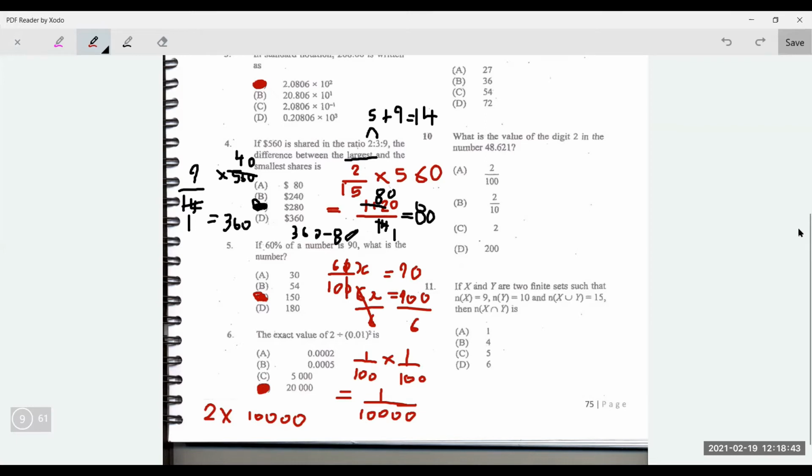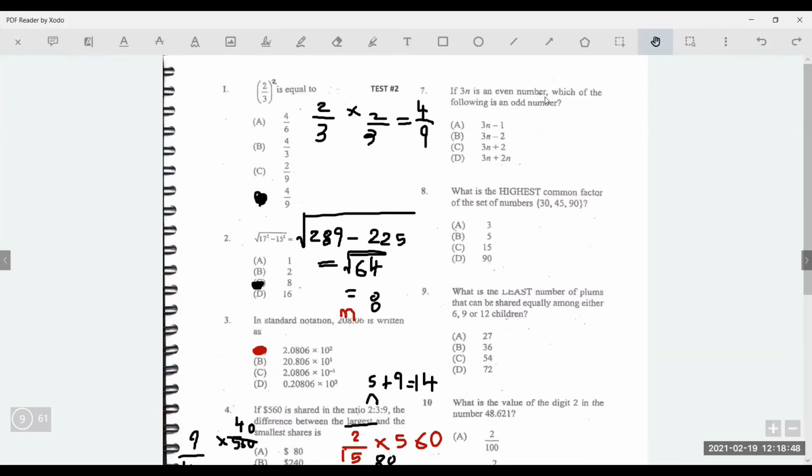All right, moving right along. Question 7 says, if 3n is an even number, which of the following is an odd number? If 3n is even, then 3n minus 1 is odd. All right, that's clear. Think of 3n like some number, 6. If 3n is 6, how do you get an odd number? 6 minus 1 gives you an odd number, so it has to be 3n minus 1. So that's easy. Option A.